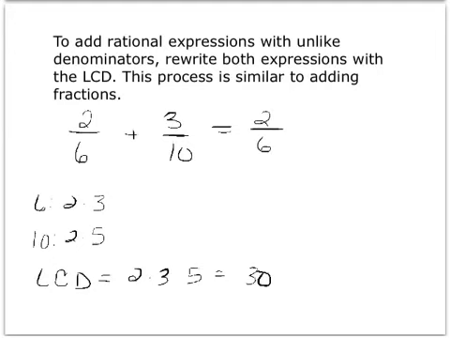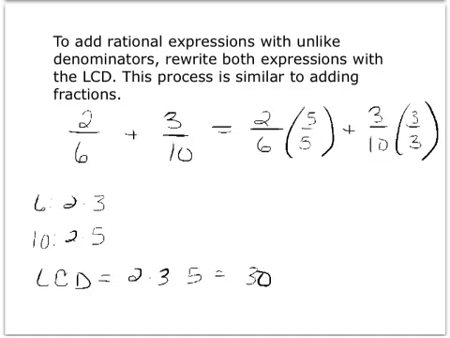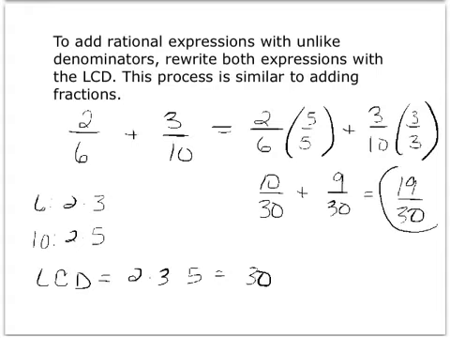6 times 5/5, because that gives us 30, plus 3 times 10 over 3 over 3, because that gives us 30. Multiply straight across, I have 10/30 plus 9/30. That gives me 19/30. Okay, so we had to multiply each expression to get our LCD.